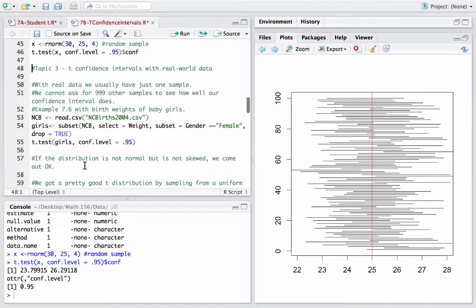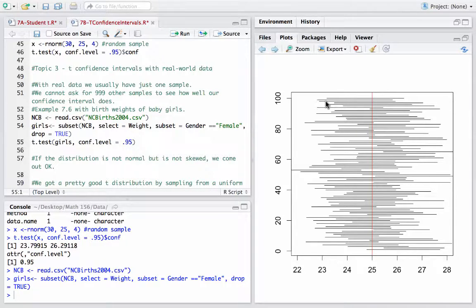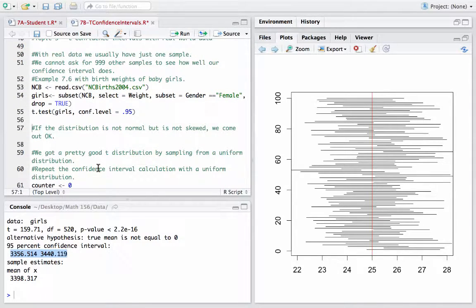So it's all well and good to run this sort of thing over and over again and show how different samples result in different confidence intervals, some of which capture the mean and some of which don't. With real data, we only have the one sample. So let's read.csv the North Carolina birth weights and only get girls. And we'll try to get a 95% confidence interval for the birth weight of girls in North Carolina. And there it is. So as we saw in 7a, if the distribution is not normal but is symmetric, then the t-distribution still works pretty well.